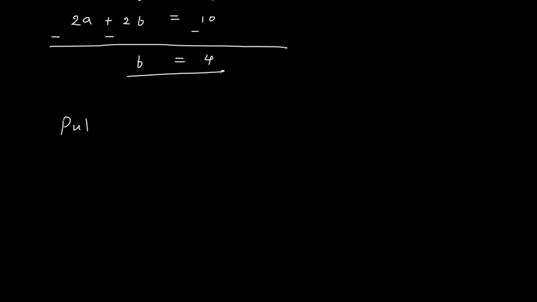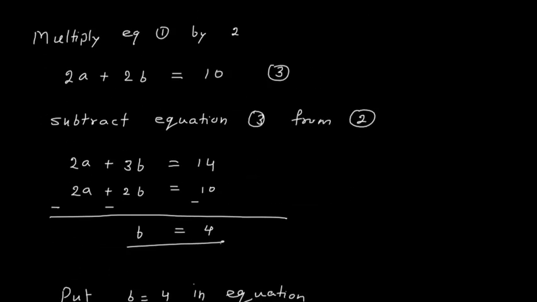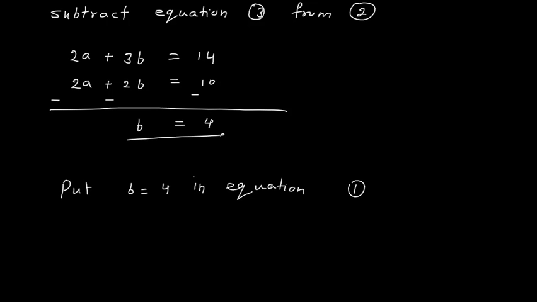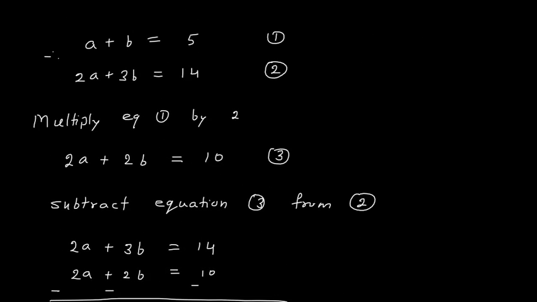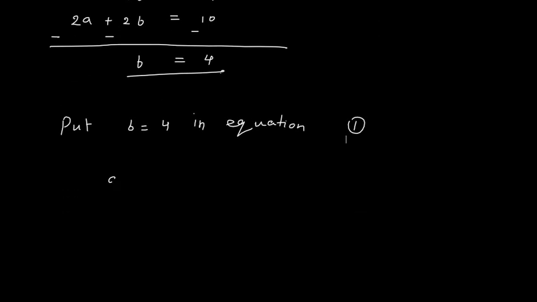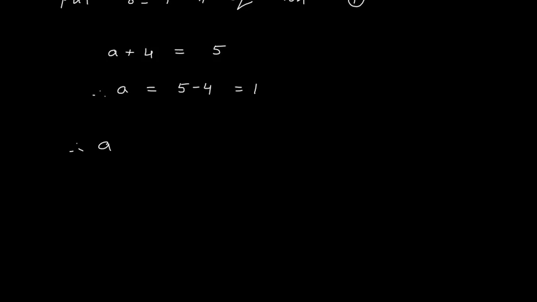Now put b equal to 4 in equation 1. So equation 1 is a plus b is equal to 5. So a plus 4 is equal to 5. Therefore I will get a is equal to 5 minus 4, which is equal to 1. So therefore you get a is equal to 1 and b is equal to 4.